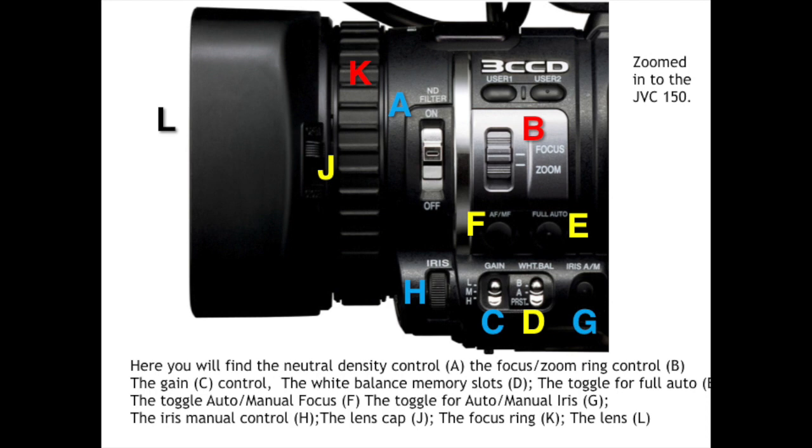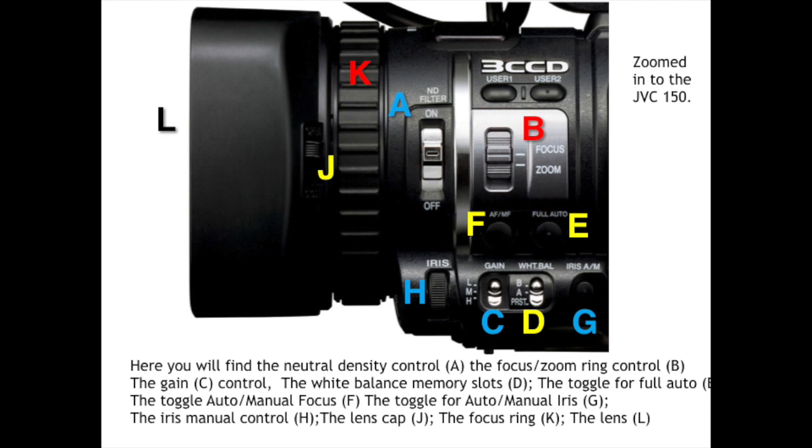You'll find your neutral density filter. Below the neutral density filter is your iris control. If it's not in auto, that's where you would change the iris setting to change the f-stop. You'll see your gain control is right beside that. We've got low, medium, and high, and low would of course be 0 dB.